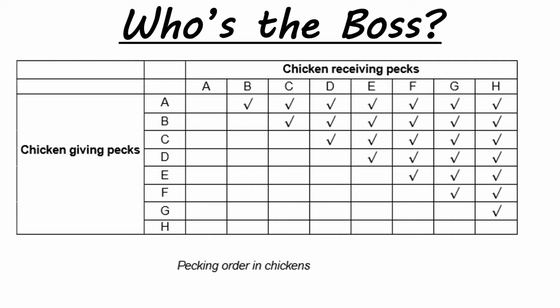So here's a wee exercise. This is called Who's the Boss? So what you've got here is chickens. We've not given them actual names. They're just known by letters. So you've got A to H, and on the left-hand side, this is the chicken giving the pecks. And then down this side, you've got the chicken receiving the pecks. So I'm hoping that you can work that out. And as I mentioned before, this is what's called the pecking order. And obviously, if the chicken is receiving a lot of pecks, then it's being kept in its place.